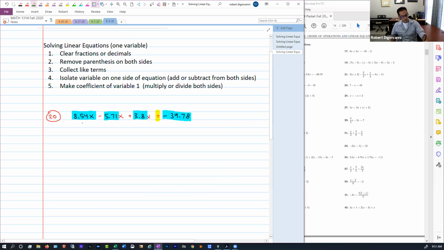So Lauren, when we move the decimal point, technically what we're doing, and we're not going to actually do it, is multiplying both sides of the equation by 100. That's what we're actually doing. But we're not going to show it. We're just going to move the decimal place because it's easy. So Lauren, this is going to become 854x.